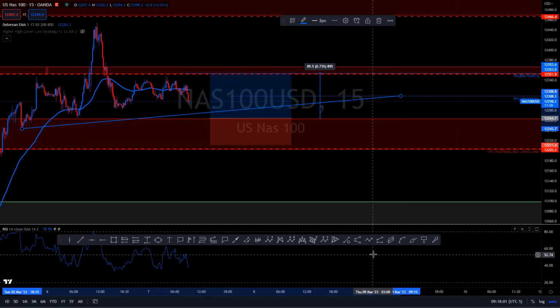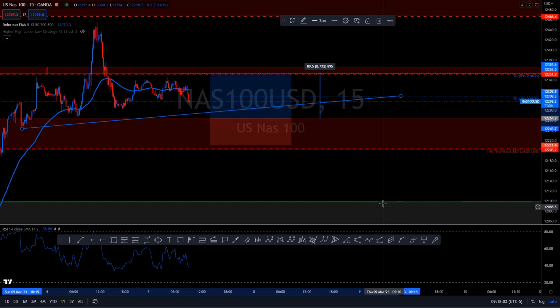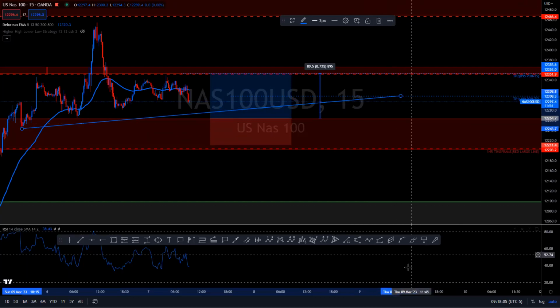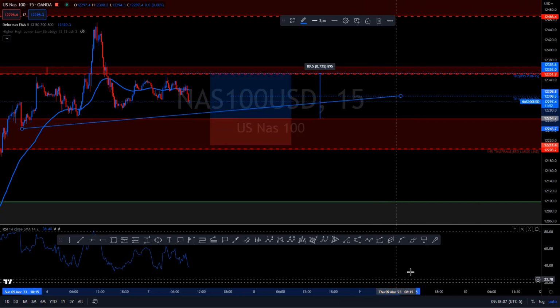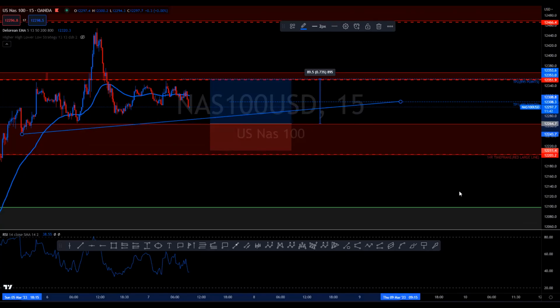So we have less than 12 minutes before the 9:30 candle hits. So at about 9:28, I will initiate more trades and then we'll see what we get. So stay tuned and I'll be right back.